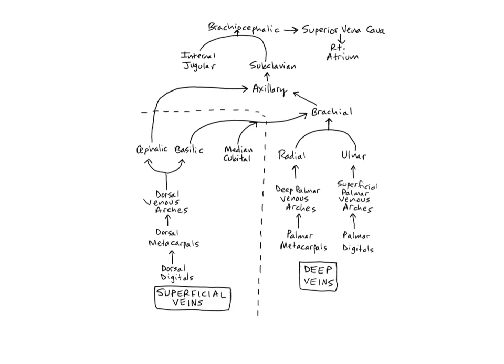Hello anatomy students! In this video, I'm going to explain the major veins of the upper limbs and the direction of blood flow through them. There are an abundance of both superficial and deep veins that drain blood from the upper limbs to the heart.